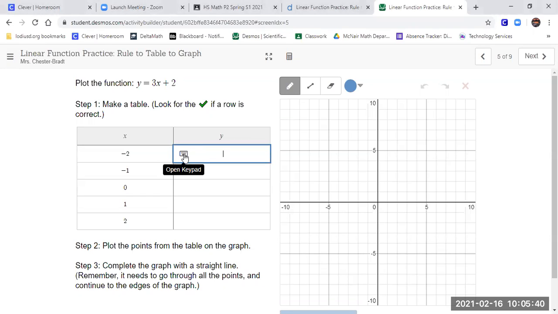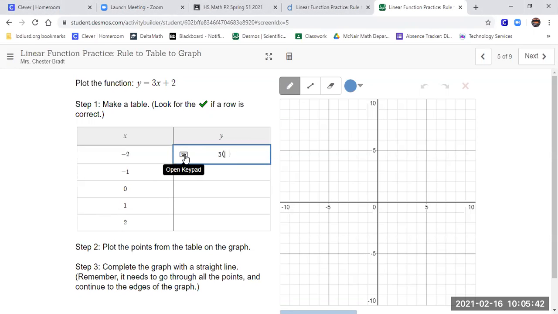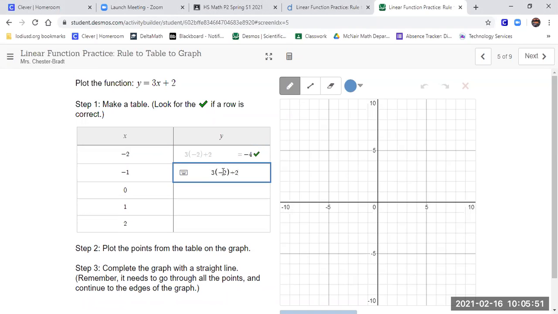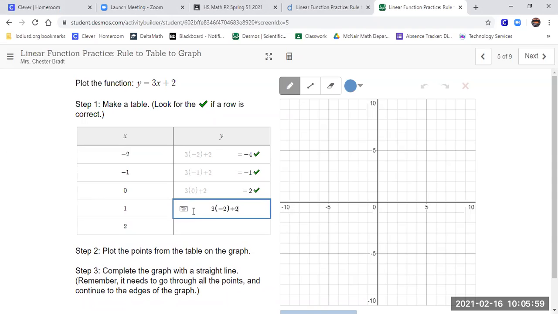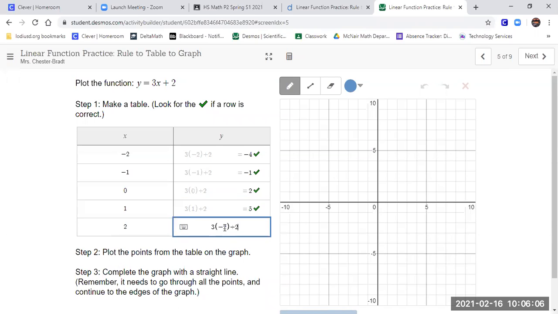So this says 3 times my x value of -2, add 2. Then I highlight it and I just copy it and change the part in parentheses to what's over on the left so we can make it faster. As soon as I change that part to what's over on the side where the x's are, notice the check mark comes. And then when we hit tab, it gives us our answer.